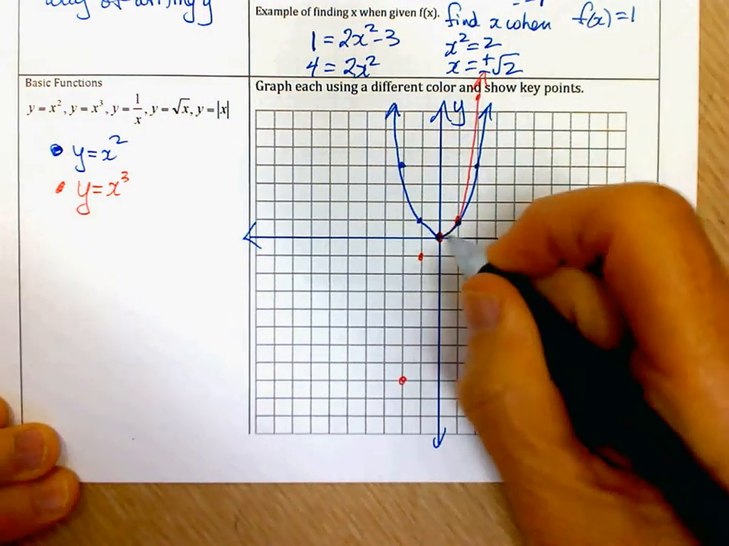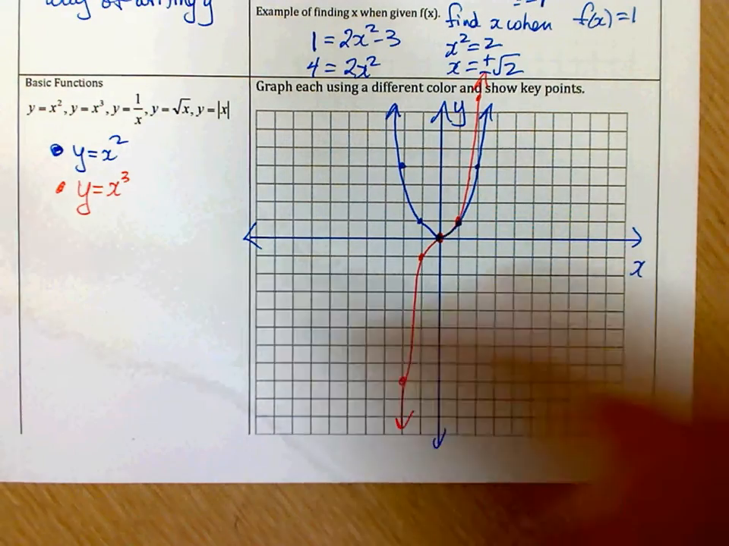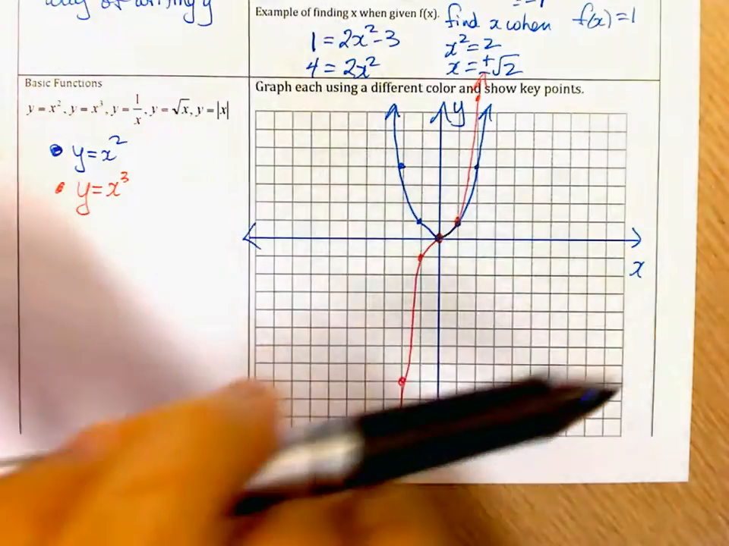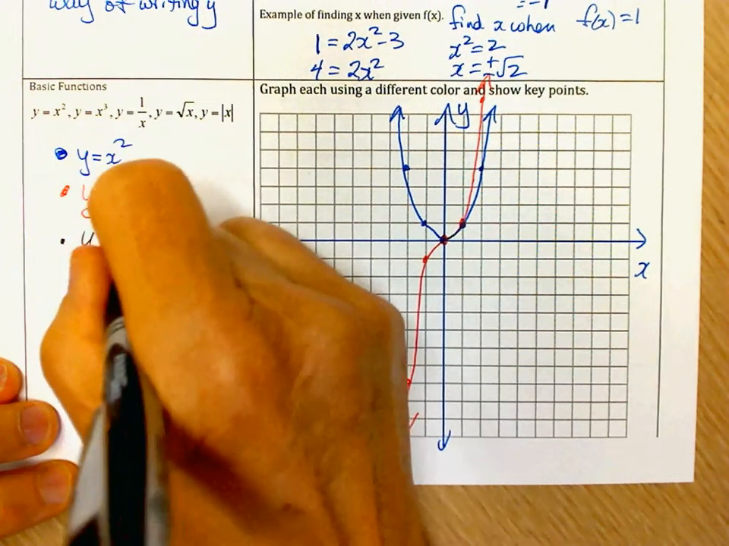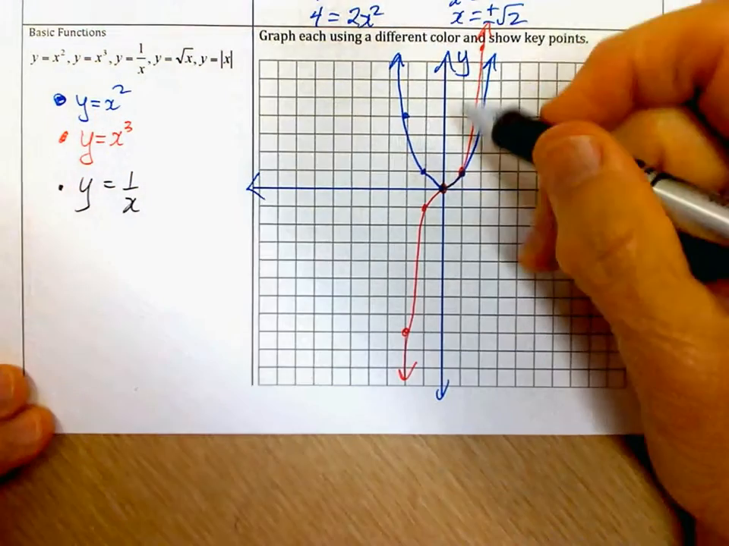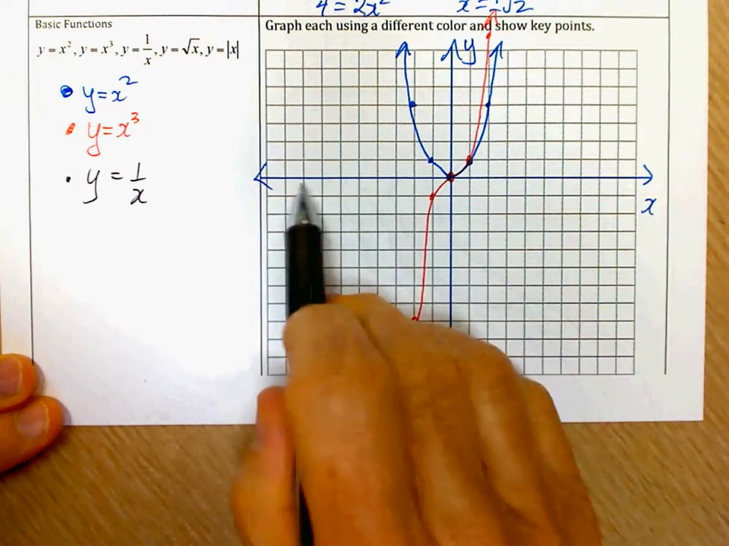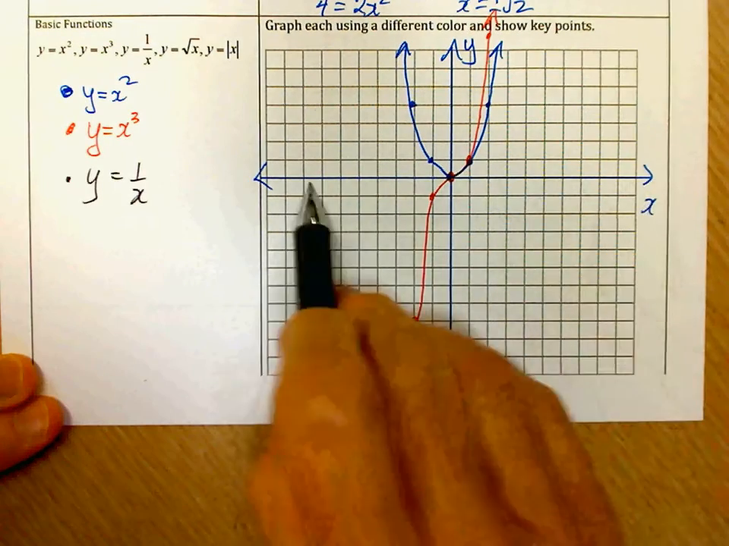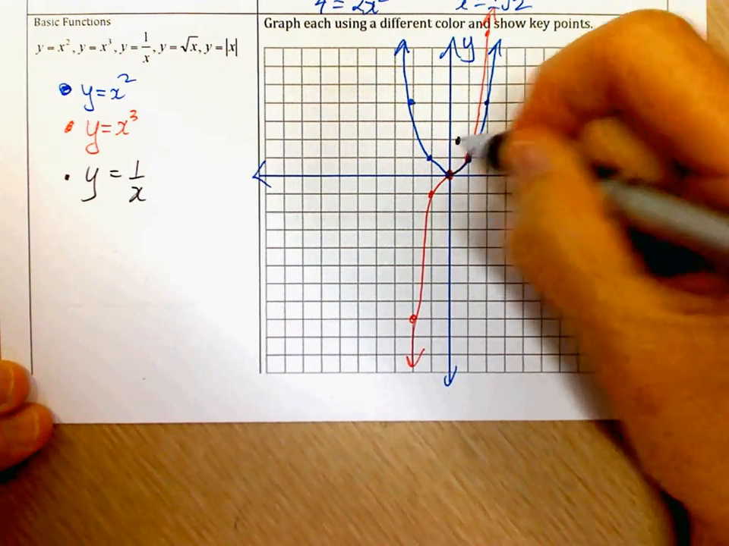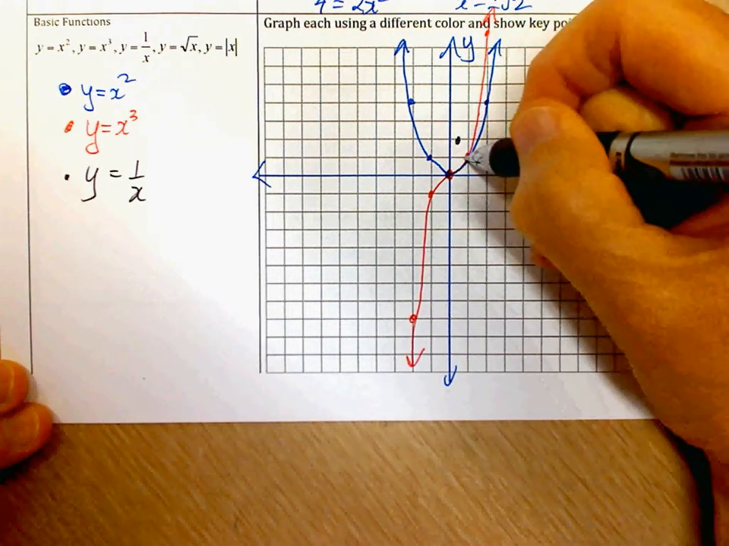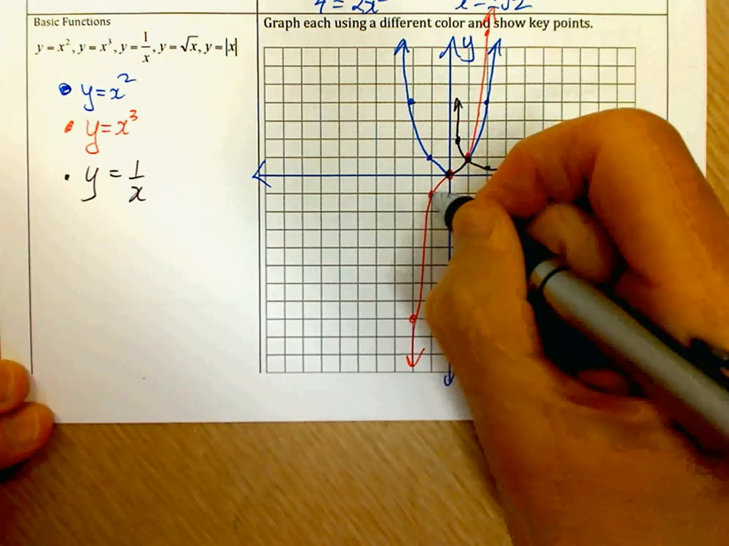Looks like that. Let's do y equals 1 over x. I'll do that in black. Okay, y equals 1 over x. There's an asymptote when x equals 0 and an asymptote when y equals 0. So let's see, the y equals 1 over x graph looks like this. Okay, here's the y equals 1 over x graph, and that looks like this.